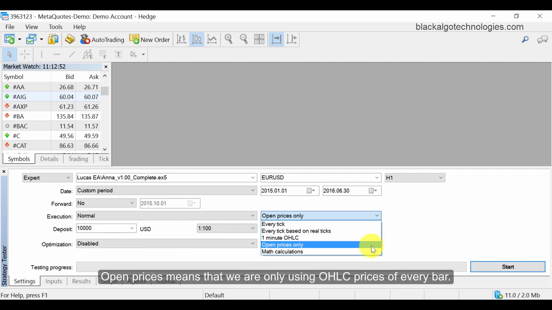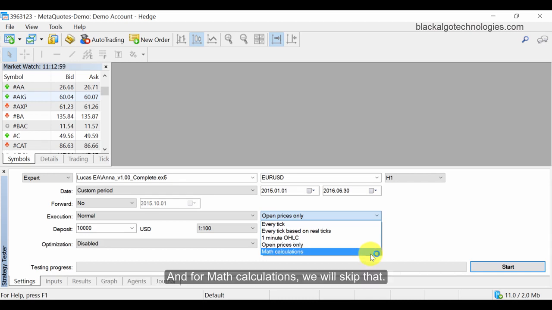Open prices means that we are only using the open, high, low, close prices of every bar. And math calculations, we will skip that. Math calculations is not really for backtesting per se. If we choose this, we are trying to solve mathematics problems, optimization problems within MT5. But that's not what we are here for right now. We will look at that in a later chapter.